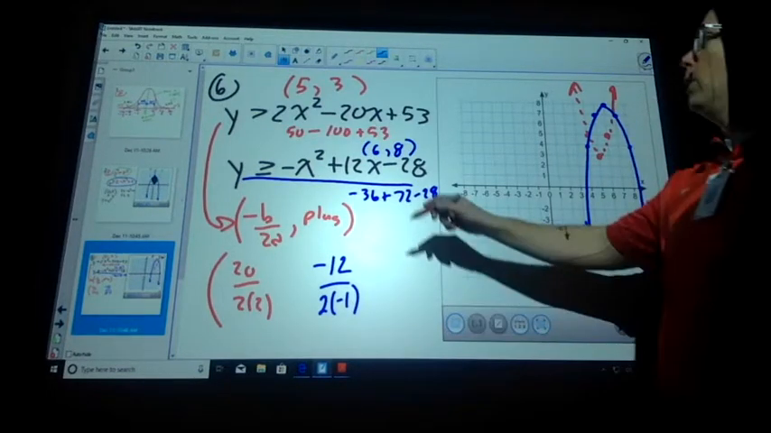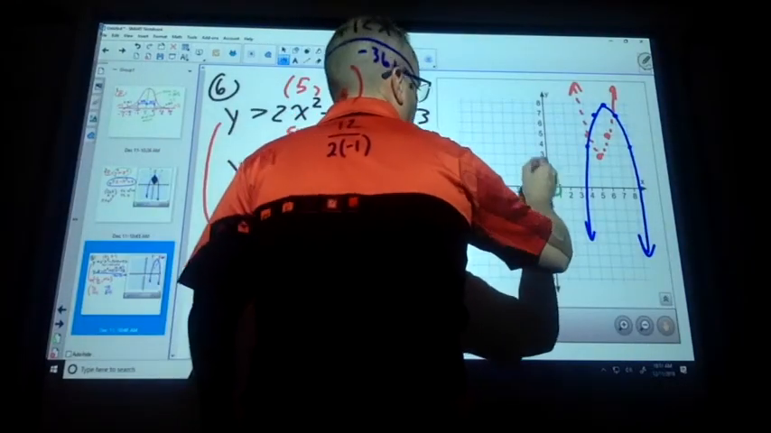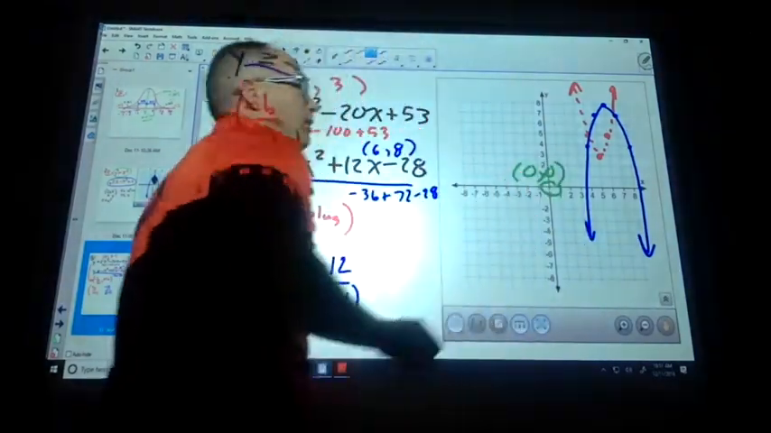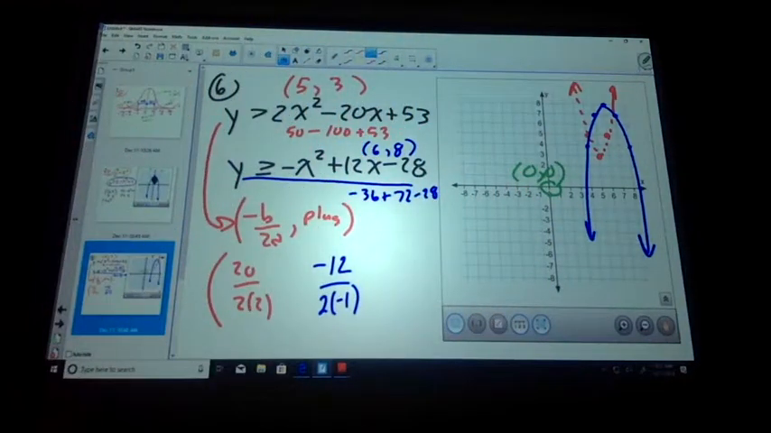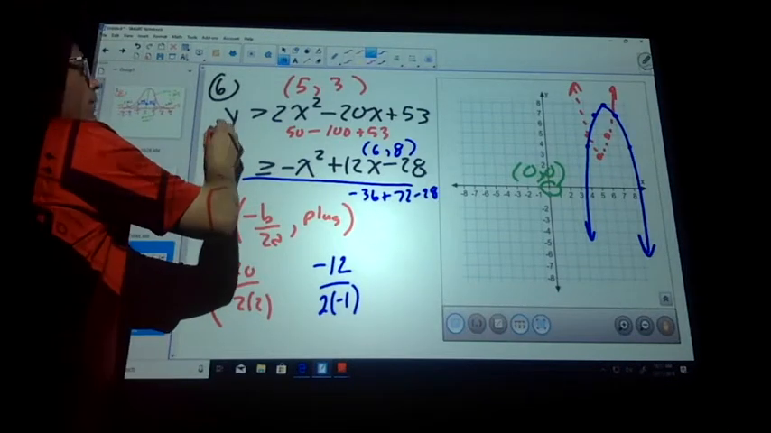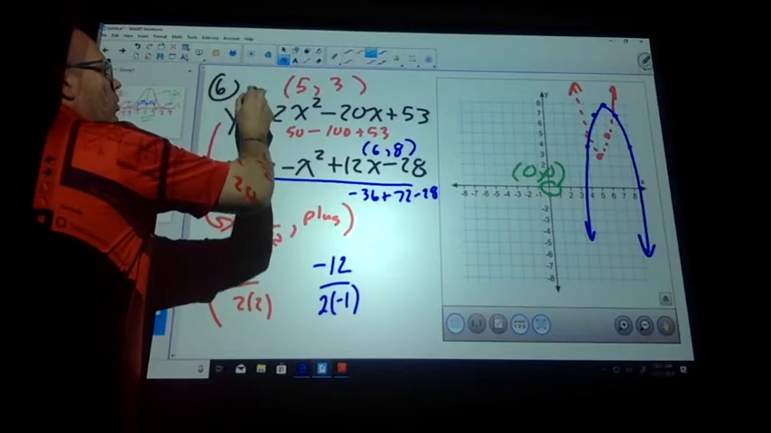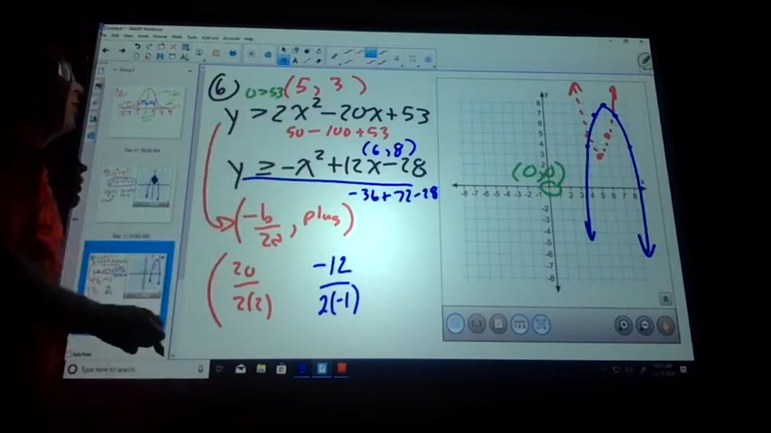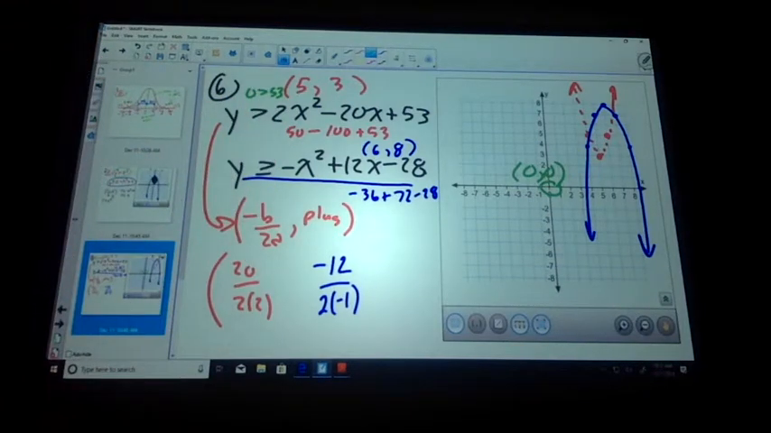So, cool. You know what point I'm going to pick? I'm going to pick 0, 0. And you're like, yeah, but it's not even inside of it. I know, but it's so easy to do with 0, 0. Take 0, 0 and plug it in. If I plug 0, 0 in here, I get 0 is greater than 53. Is that true or false? False. So that means on the red one, I need to shade inside the red one.